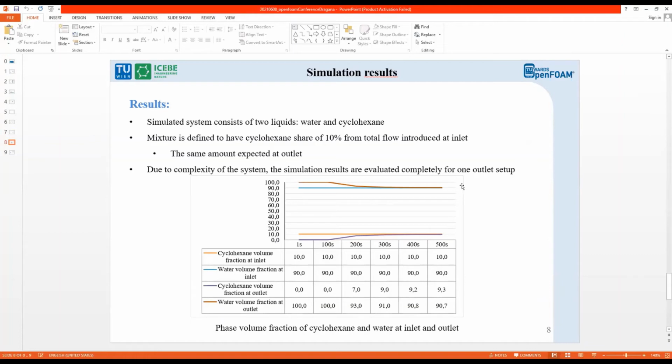Results from the simulation: the simulated flow consists of two liquids, water and cyclohexane. The mixture is defined to have a cyclohexane share of 10% of the total flow introduced at the inlet. The same amount is expected at the outlet. Due to the complexity of the system, the simulation results right now are evaluated completely for one outlet setup. It was achieved successfully to obtain almost the exact amount of cyclohexane at the outlet, and in the future, or better to say it is in work at the moment, is to obtain all 10% of this phase.